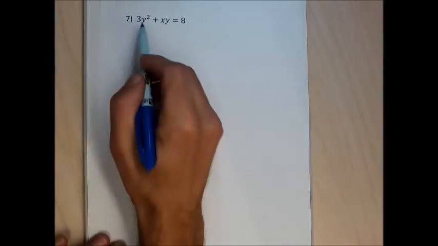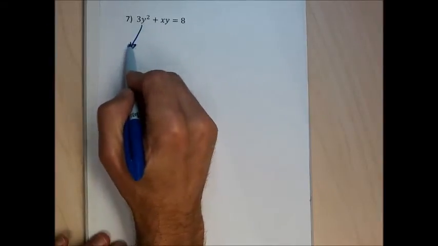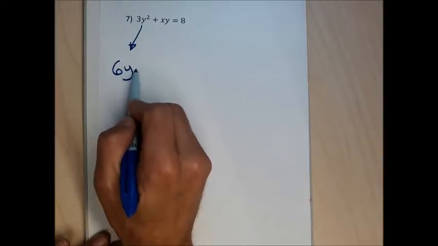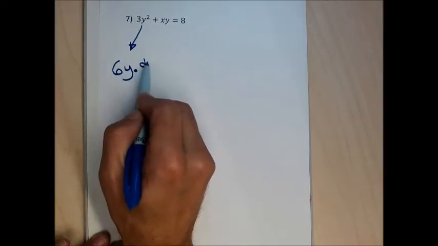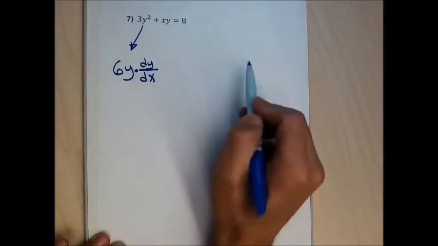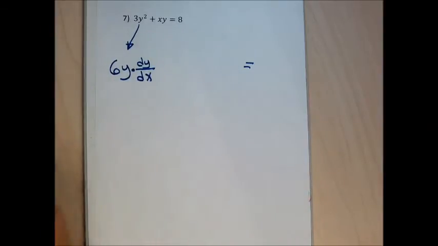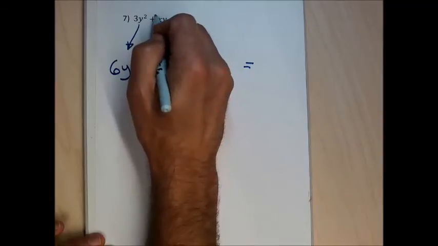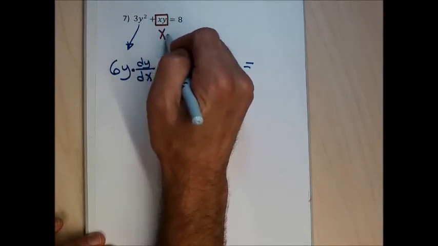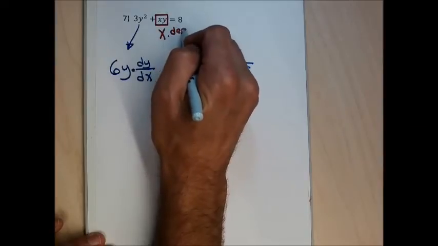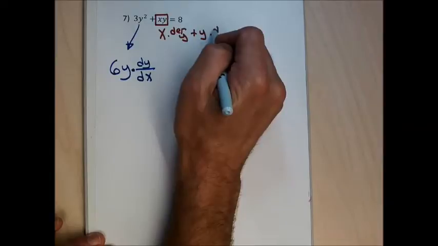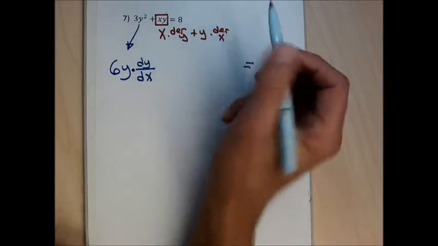So first I'm going to take the derivative of 3y squared. The derivative of 3y squared would be 6y. But because I took a derivative of a letter that had a y, I'm going to tack on a dy/dx. Next, I'm going to take the derivative of xy. There's multiplication, so I need to use the product rule. I'm going to take x times the derivative of y plus y times the derivative of x.